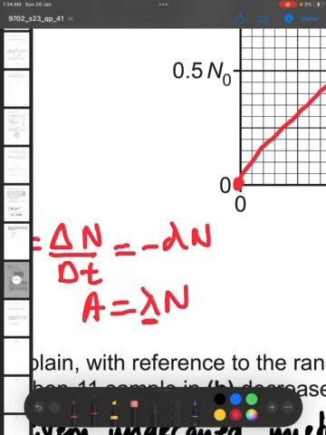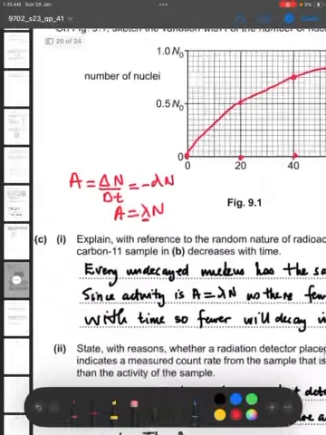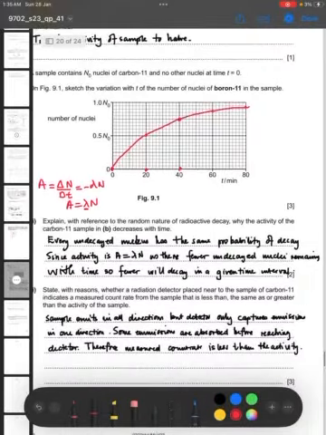But lambda is a decay constant. Lambda is the probability of decay of a nucleus. So this is where we start now with the random nature. The random nature implies that the probability of decay of a nucleus is the same. Every nucleus which is present has the same probability of decay. Why? Because the decay itself is random.